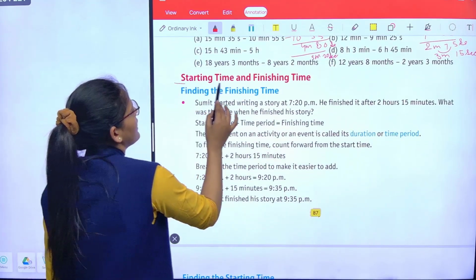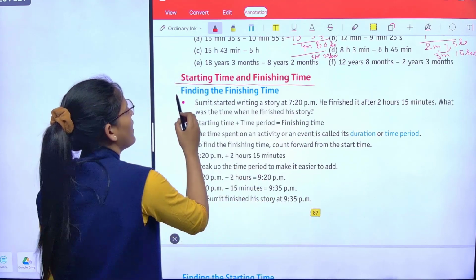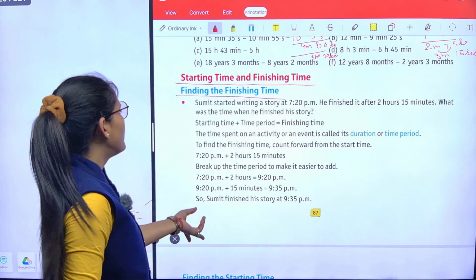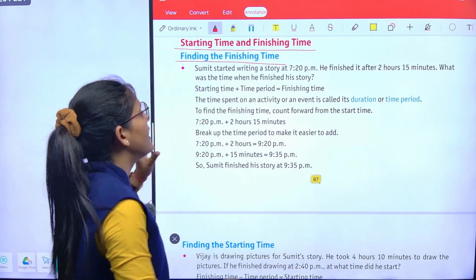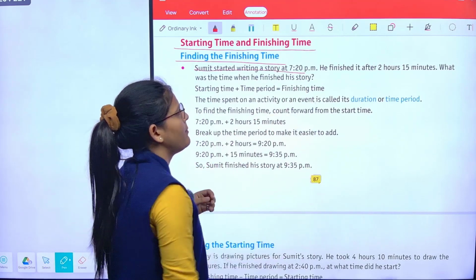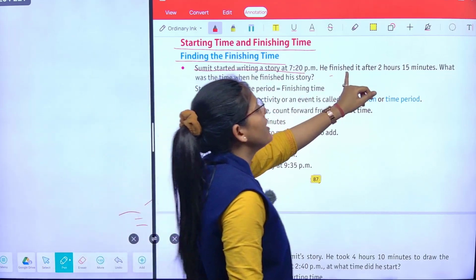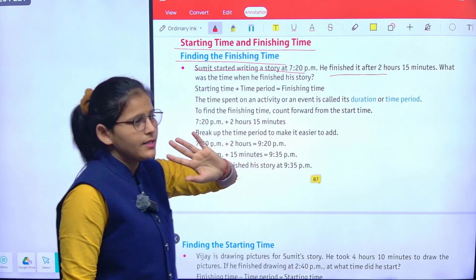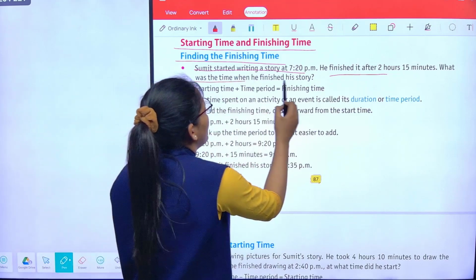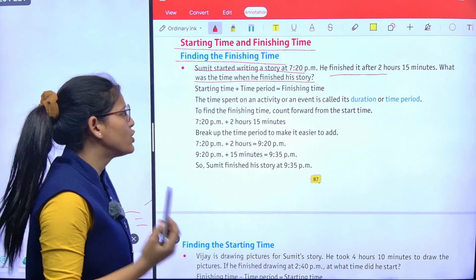Come on, starting time and finishing time. Now class, finding the finishing time. Now class, Sumit started writing a story at 7:20 p.m. उसने एक स्टोरी को लिखना स्टार्ट किया 7:20 p.m. पे. He finished it after 2 hours 15 minutes. What was the time when he finished his story?